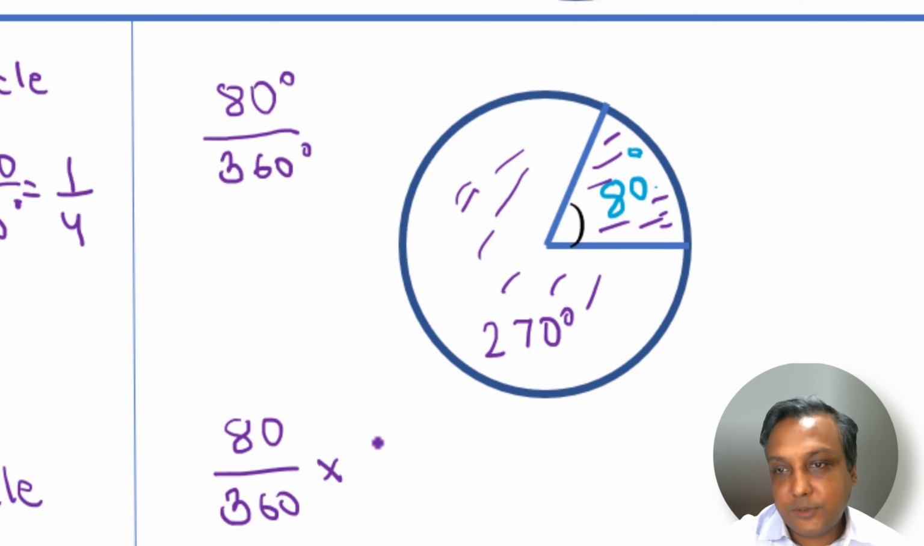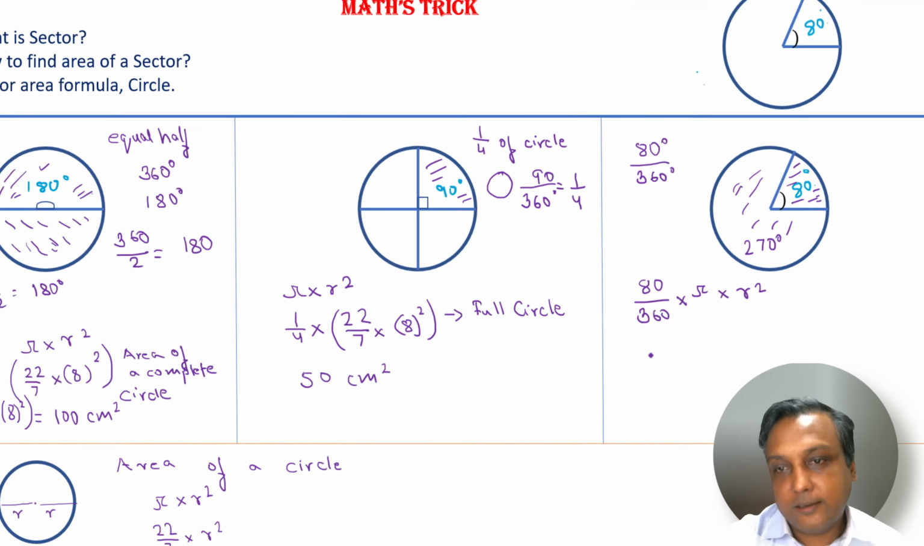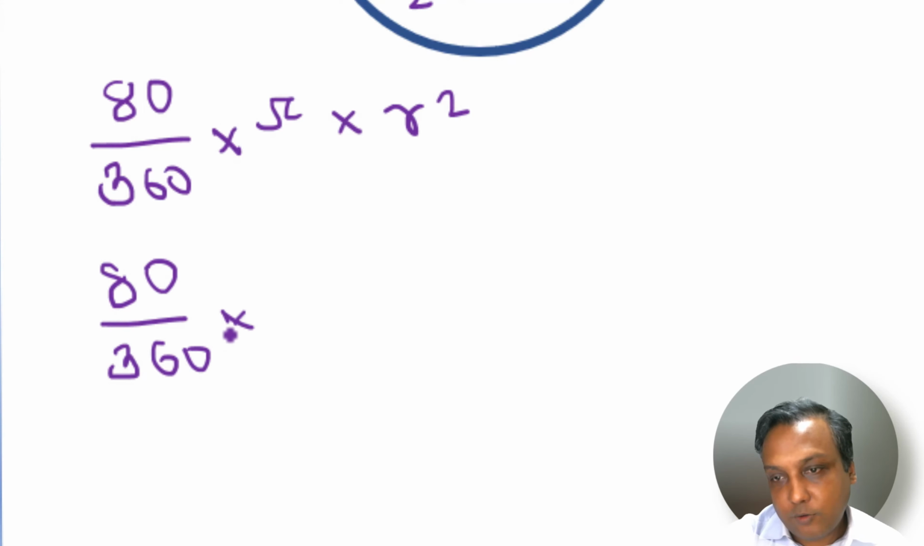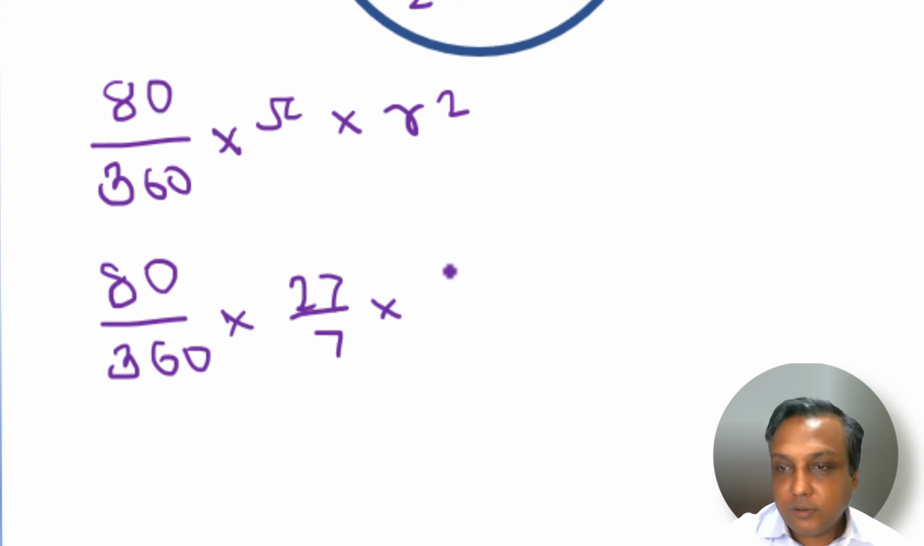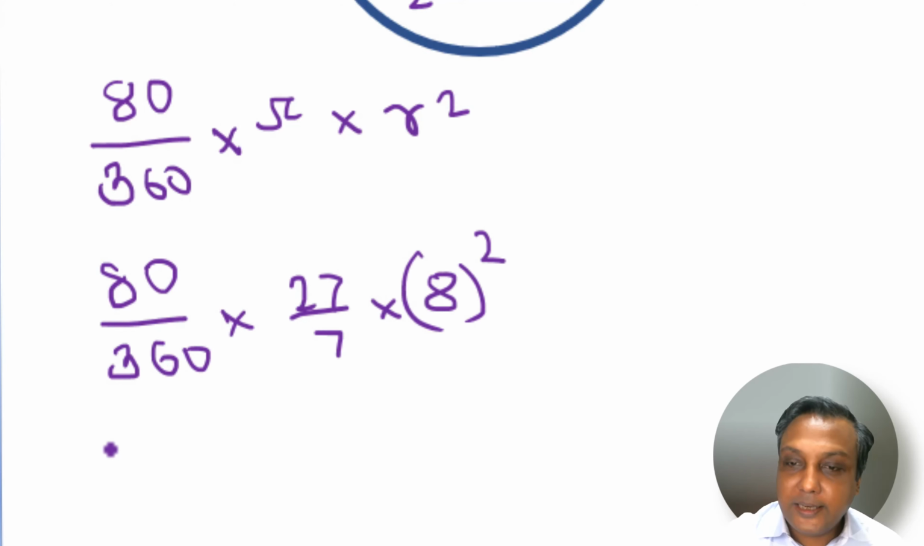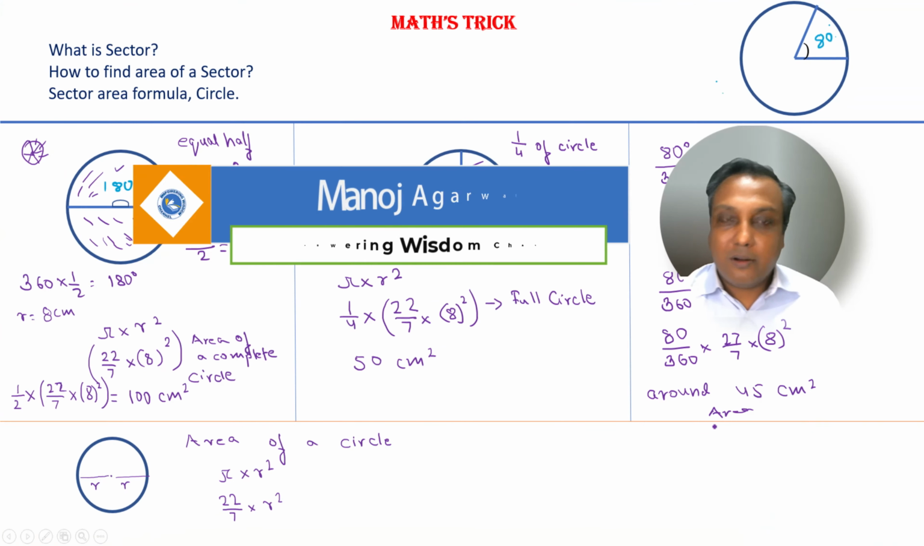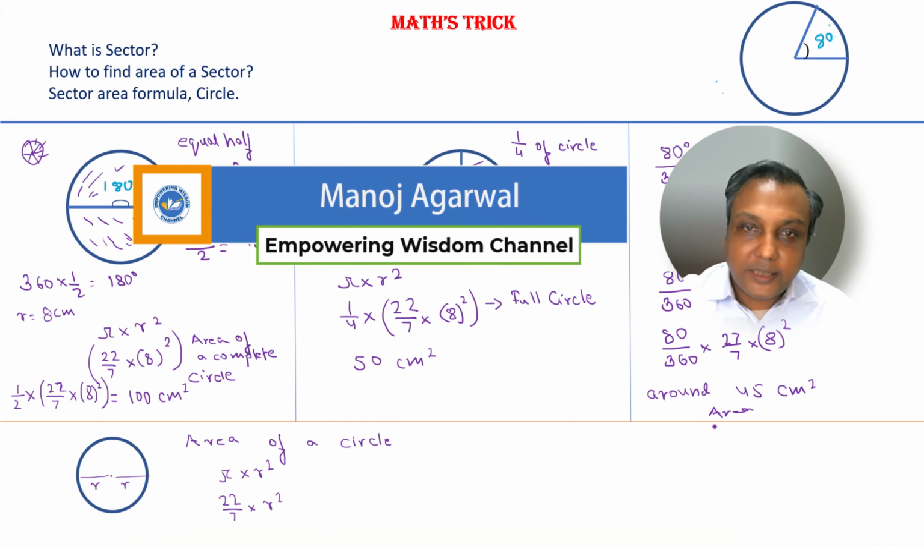We will substitute this with pi into r square. Assuming the same value of radius, we will do multiplication and simplification to get the result, and we get here around 45 centimeter square area. Hope you understood this problem clearly.